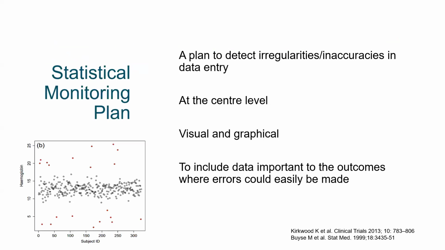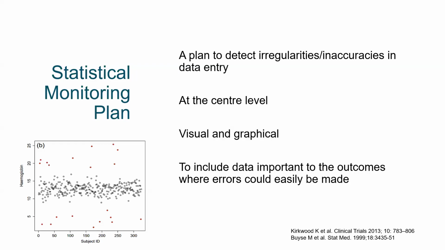We also used a statistical monitoring plan because, again, we didn't have funding for source data verification at site, and it was a large study. We used statistical analysis to determine whether there were any outliers. It's essentially a plan to look at irregularities and inaccuracies. It's done at a center level, meaning that we take each center and compare it to the other centers. We look visually and graphically at, for instance, means, medians, and proportions to ensure that all centers are quite similar.